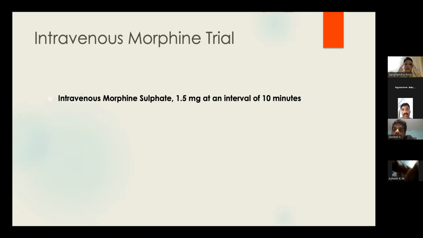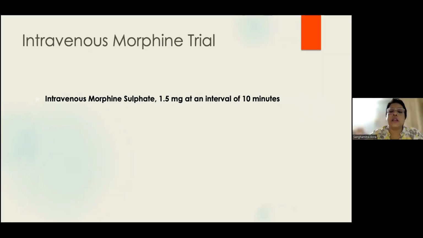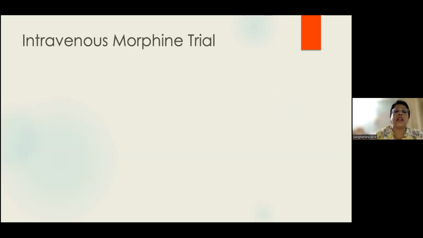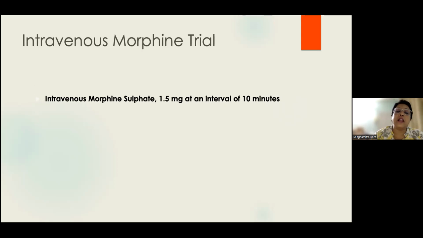Absolutely right. We have to find out how much morphine, since we have already seen that the patient has a 10 on 10 pain. So we directly go to step 3 of the ladder, which is the strong opioids. But we need to find out how much morphine this patient requires. That is the reason why we need to do an intravenous morphine trial.